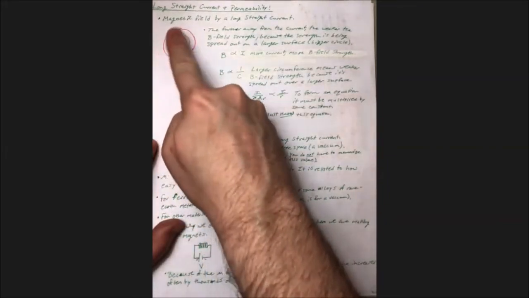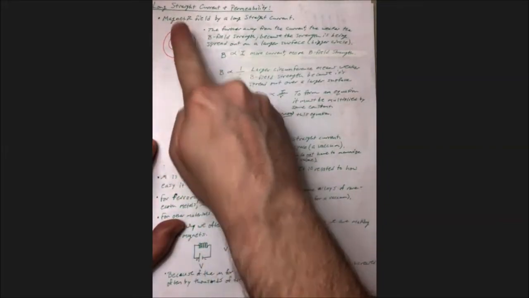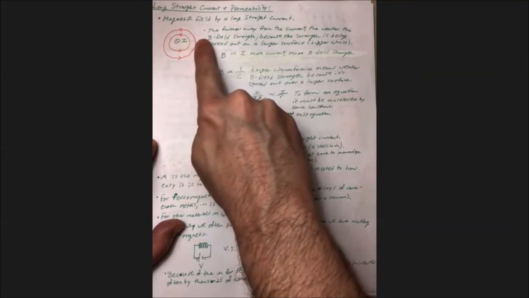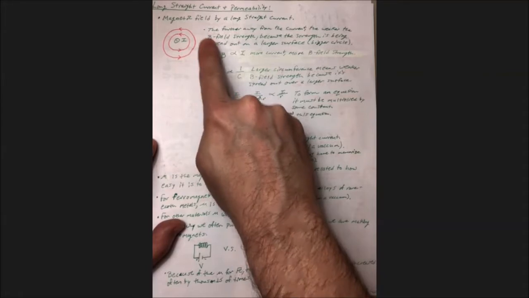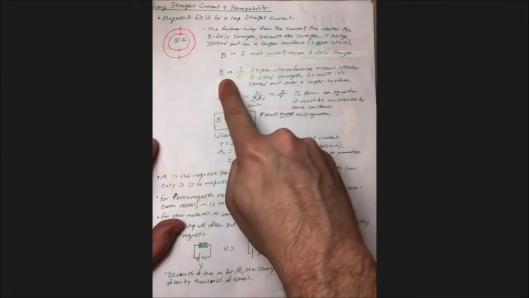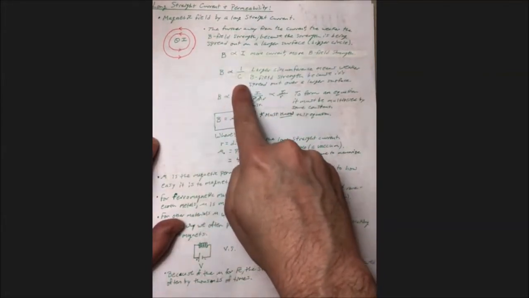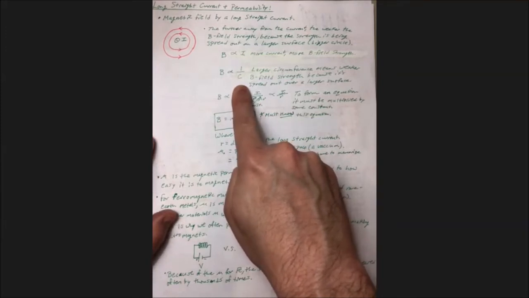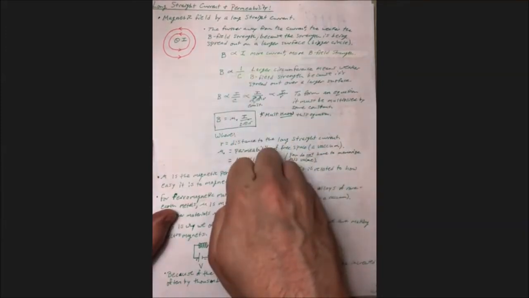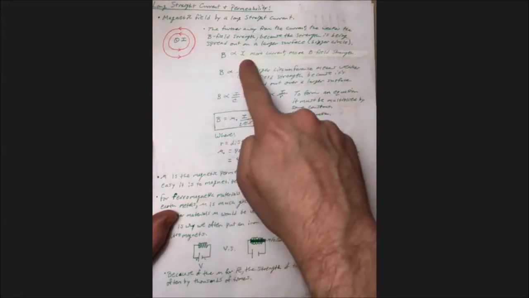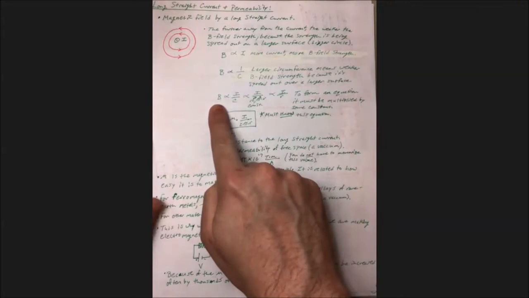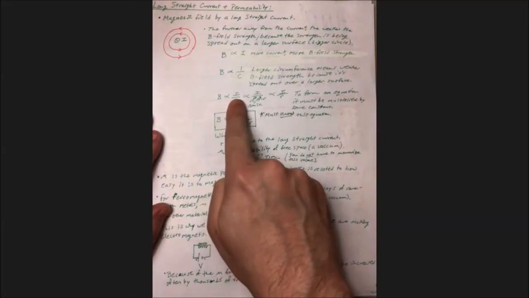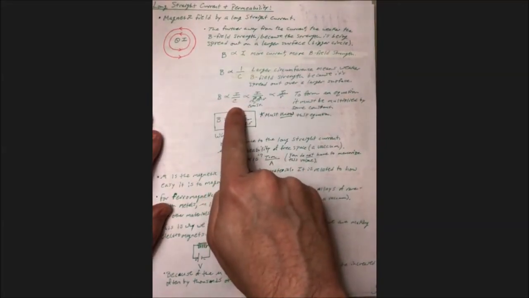It also means, because we're increasing this circle each time and you're getting further and further away from the current, that the magnetic field is going to go down. So the magnetic field strength is inversely proportional to the circumference of the circle. So now we can combine both of these proportion statements here. We can say the magnetic field strength is proportional to the current over the circumference.